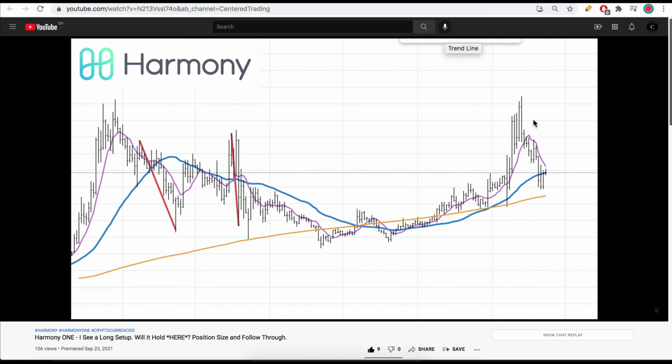Harmony on the daily chart. We had a nice little pullback over here. First, I'm going to measure this pullback roughly. This pullback's roughly around 10 cents, 11 cents. I found two other pullbacks. They're also very similar in dollar amount. Pullback here and also this pullback.